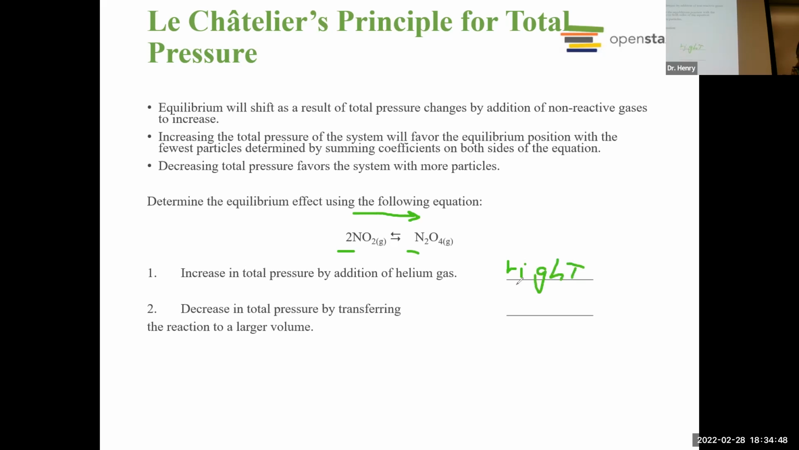So if I decrease my total pressure by transferring the reactant to a larger volume, then that does what? That's going to favor which one? To the, yes, to the left.